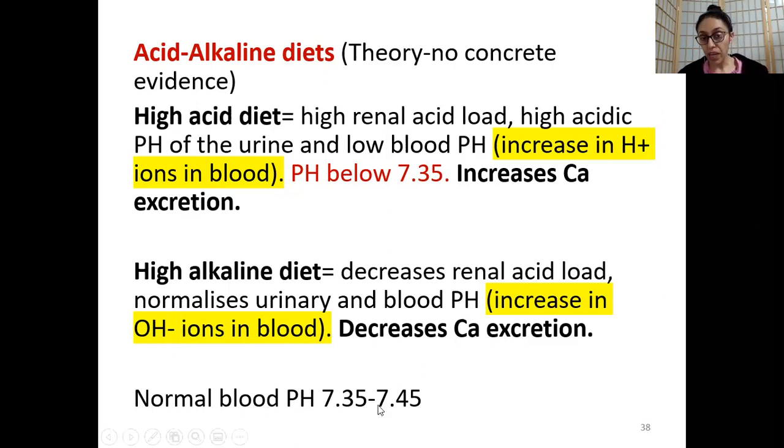Now, this is the normal pH of your blood. You see my mouse hovering over here? This is the normal blood pH. So when your pH is less than 7.35, your blood is said to have an acidic pH. Acidosis.